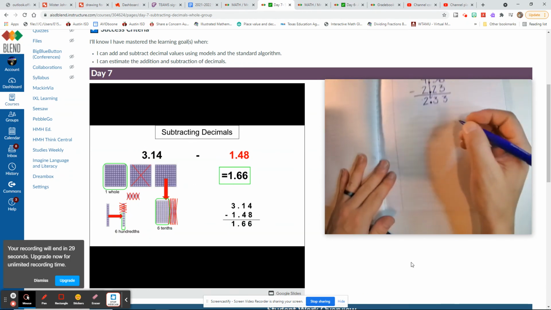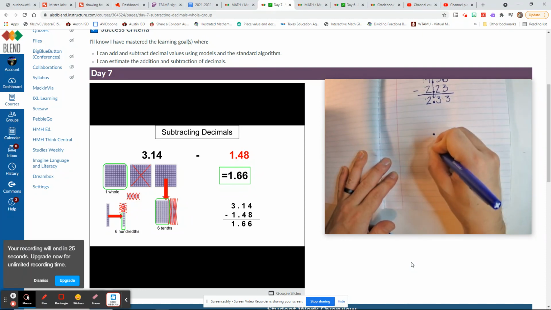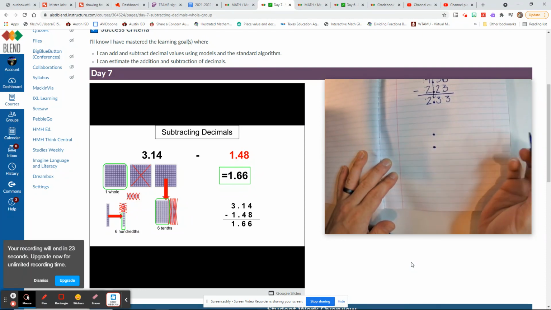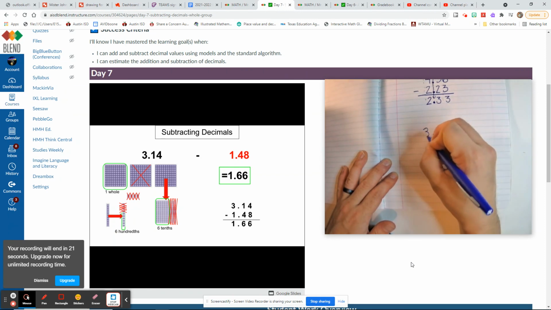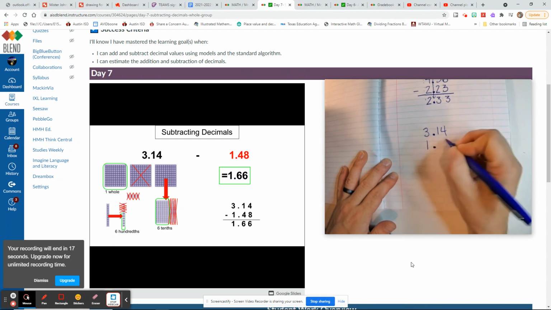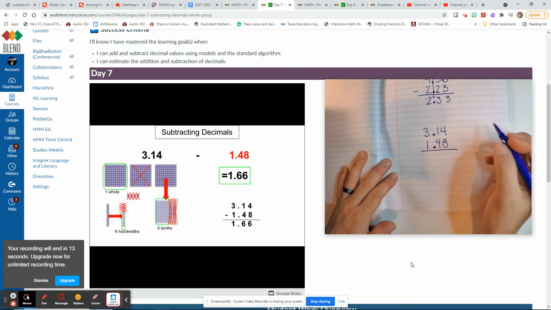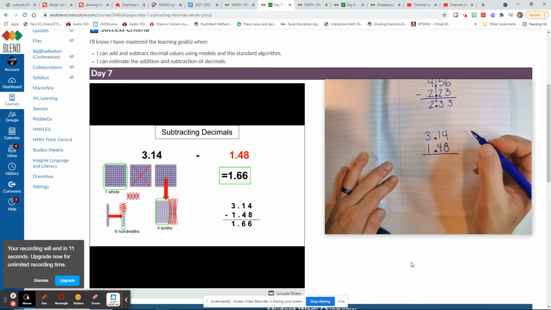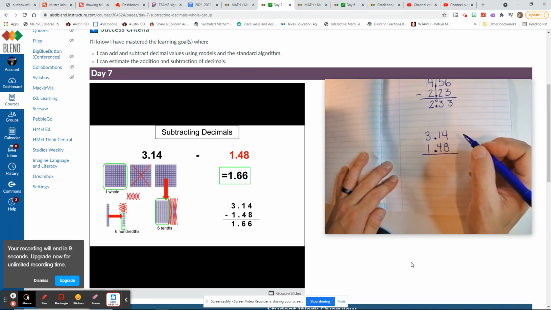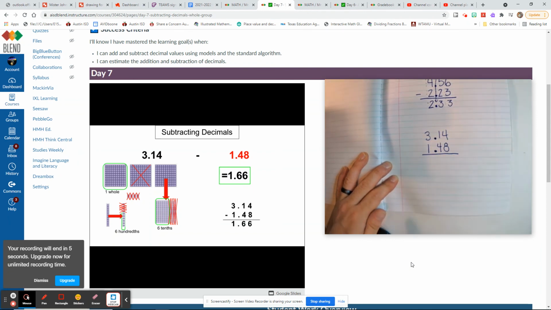Remember, if we're going to do this problem, first things first, line up your decimal points. This is a 2-number problem, so we're going to have 2 decimal points. All right. And then after that, we're going to write the numbers. And then after we write the numbers, we have our decimal points and our place values lined up. Now all we have to do is subtract with regrouping. So go ahead and give that one a shot on your own, and then come back for part 3, and we will check to see if we got it.